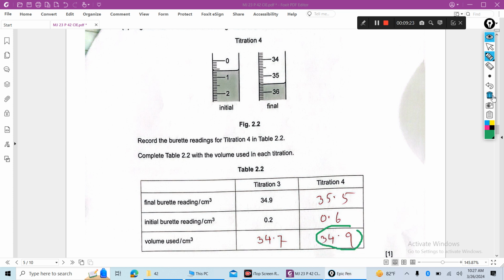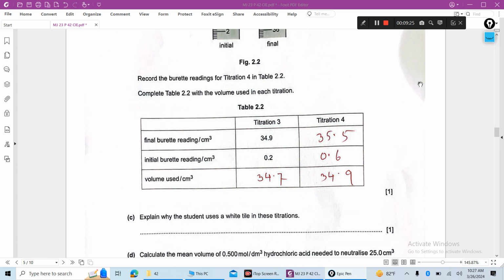Then titration 3, these 2 values are given, initial 0.2, final burette reading 34.9. So how do you get the volume used? Final value minus initial value, 34.9 minus 0.2, you will get 34.7.